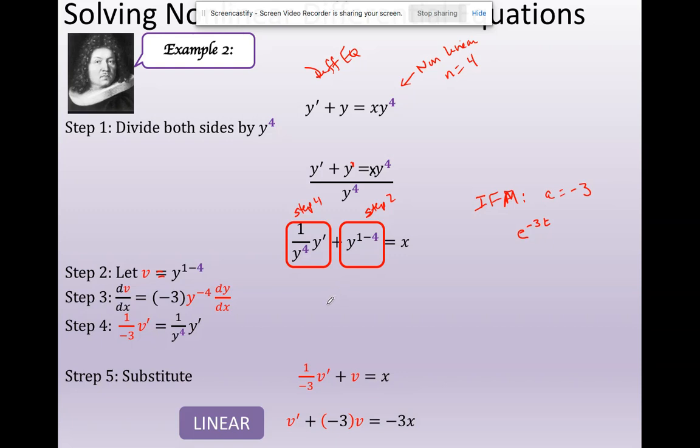And we'll also, in our live session, do some of these when we have an initial condition, and we'll talk about making sure that our solution is valid.